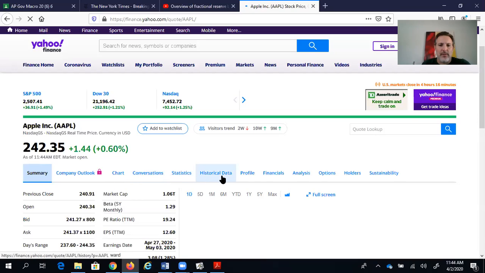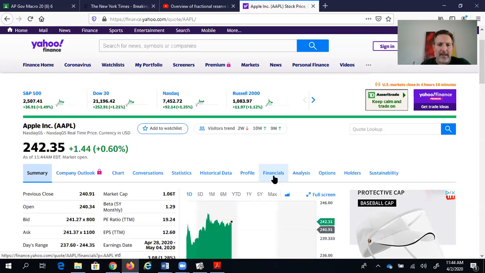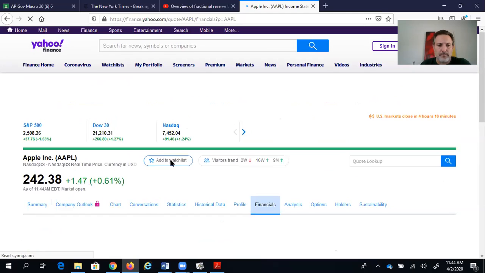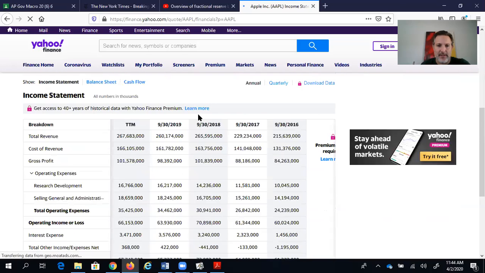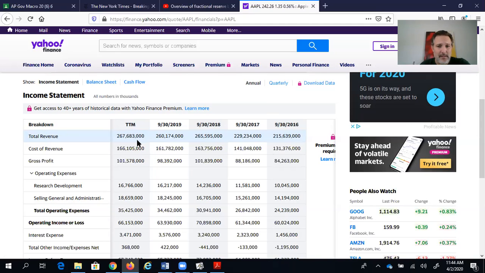So if you look at that, you have a historical data profile. Here are financials. If you click on financials, you'll see exactly what I'm trying to tell you. And I'll get into banking and specifically how it affects us. Here's your income statement, exactly like I told you, and they have years of income statements. They have revenue, this is how much money they made. It's in thousands, so this would be, what, 267 billion, I guess.